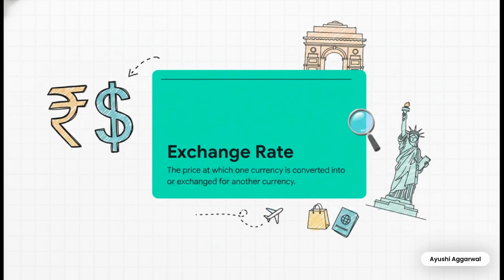You see it every day. If the rate is, say, 83 rupees to the dollar, it just means you need 83 of our rupees to get your hands on one single US dollar. It's this number that decides how much we pay for everything from foreign travel to imported electronics.